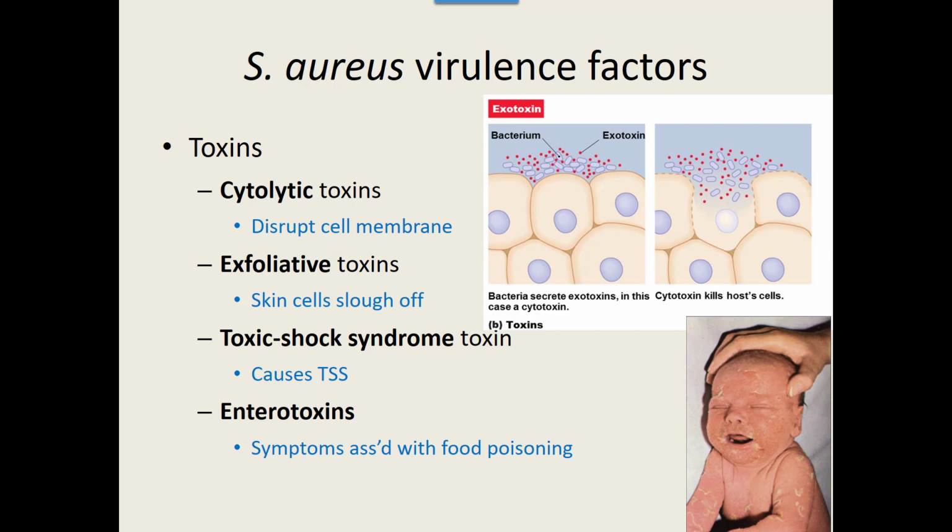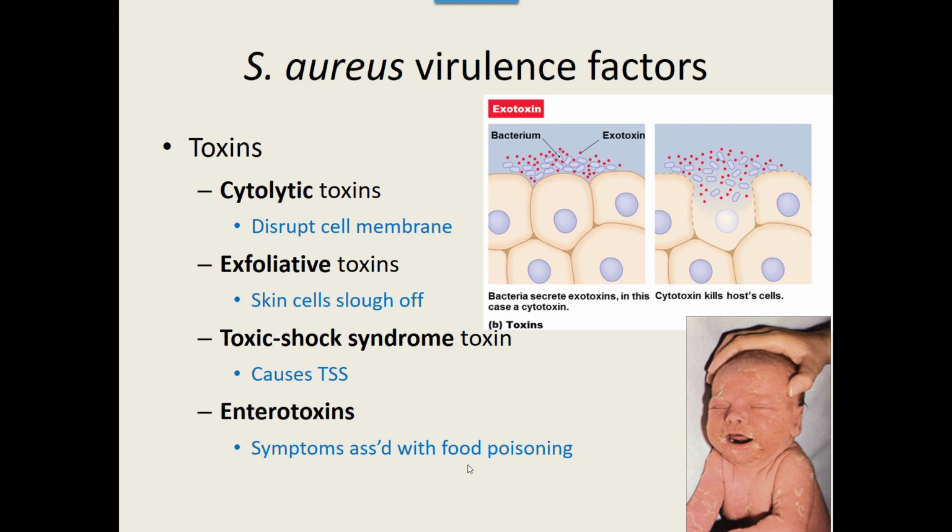It also produces another toxin called the toxic shock syndrome toxin. Now, we'll talk about toxic shock syndrome shortly when we start getting into some other bacteria, because other bacteria also create this particular toxin. But yes, it causes toxic shock syndrome. And the last toxin it produces is enterotoxins. Anything with entero refers to intestines. So this is a toxin that affects the intestines, usually causing symptoms associated with food poisoning, so diarrhea and vomiting.